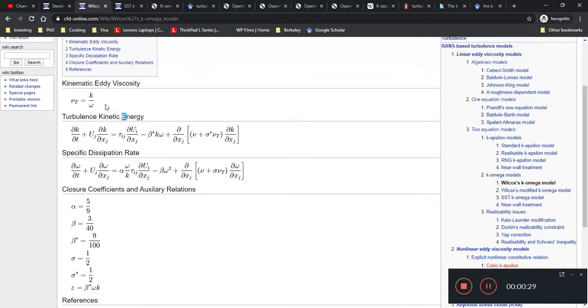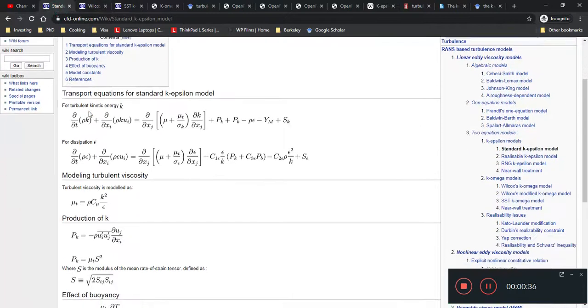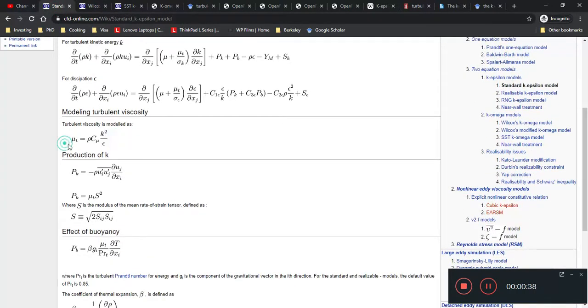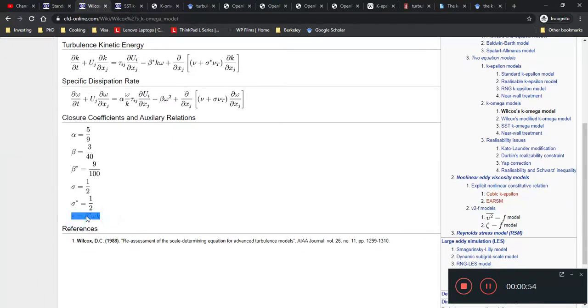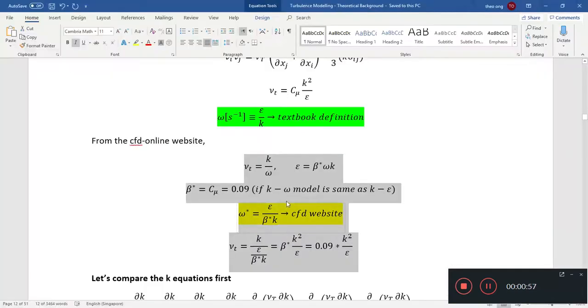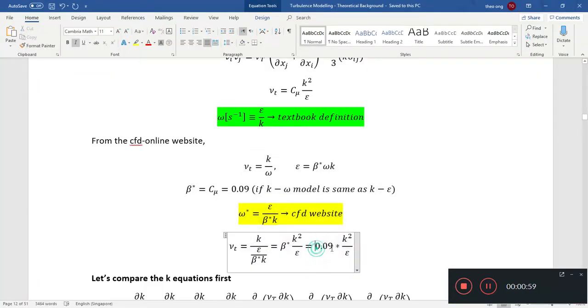On the CFD Online website, we have nu t equals k over omega. Here, it says that mu t, the dynamic viscosity, equals rho c mu k squared over epsilon. So we found that they are the same expression, so long as this beta star here is 9 over 100, because that makes beta star equal to c mu.